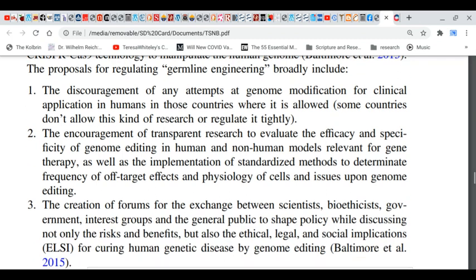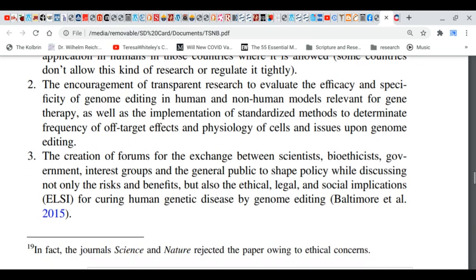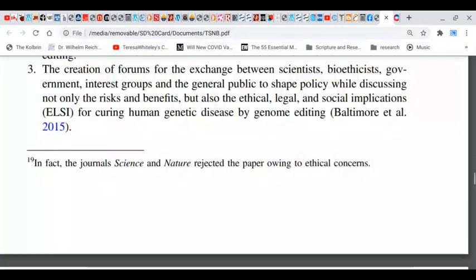Number 3, the creation of forums for the exchange between scientists, bioethicists, government, interest groups, and the general public to shape policy while discussing not only the risk and benefits, but the ethical, legal, and social implications for curing human genetic disease by genome editing.